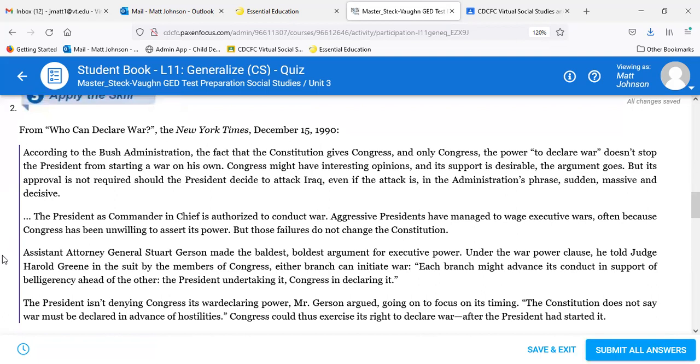And a new passage here. Let's see, Grace, could you read maybe the first 2 paragraphs for us? Okay.